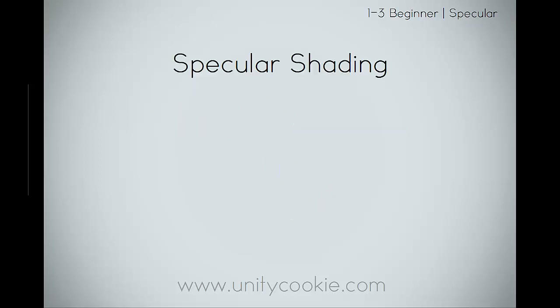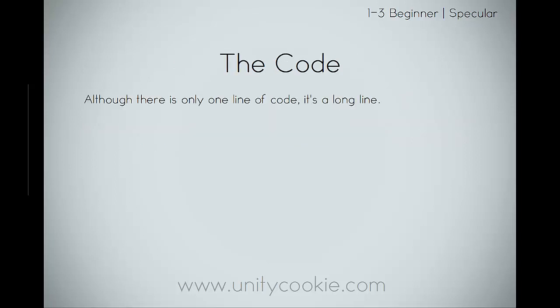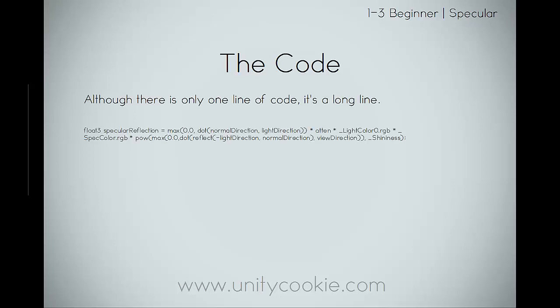Let's begin. Specular shading. Specular shading takes our existing Lambertian shader and adds in a specular highlight. This specular highlight is a point of light that follows halfway between the view direction and light direction. Take a look at the code. Although there's only one line of code, it's a pretty long line. We have this line here. Let's go ahead and break this down so that it's a little more understandable.